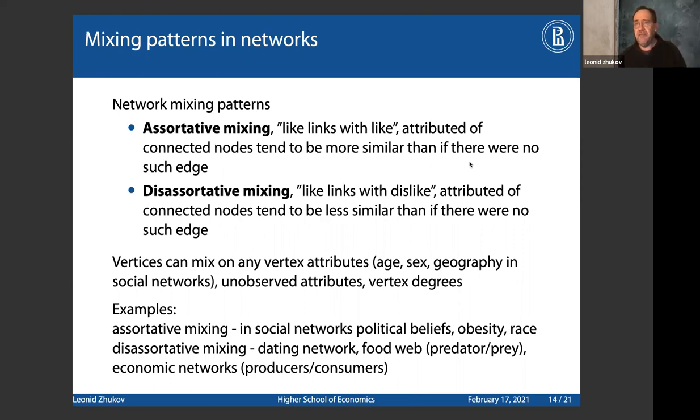And by the way, this kind of thing can allow us to predict certain properties of the nodes. But let's say in a dating network, if you look at gender, most of the time it is disassortative, because it's opposite genders that date each other, right? And so you get different attributes on the ends of the edges that are connected, right?